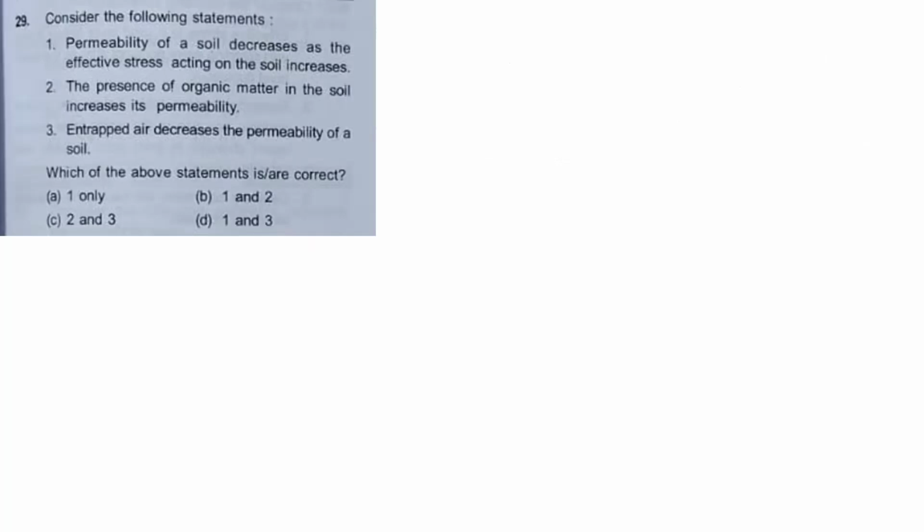Now question number 29. Consider the following statements. Statement 1: permeability of soil decreases as the effective stress acting on the soil increases. Yes, this statement is correct. As effective stress increases, the void ratio will decrease, and as void ratio decreases, permeability K will decrease because K is directly proportional to e cubed divided by 1 plus e. So this statement is correct.